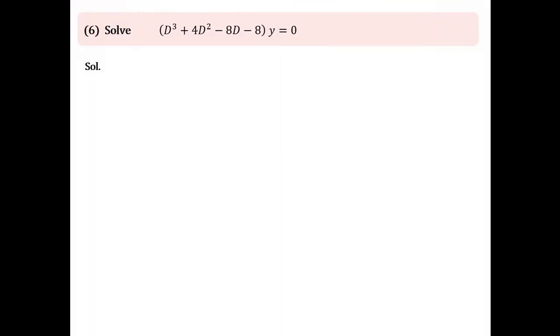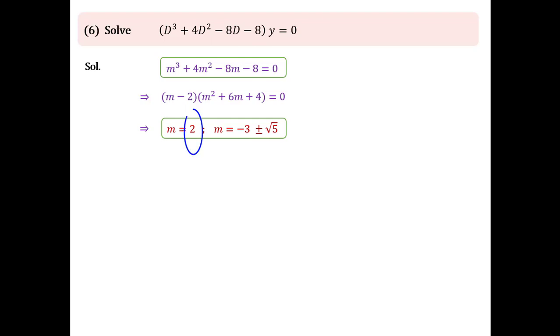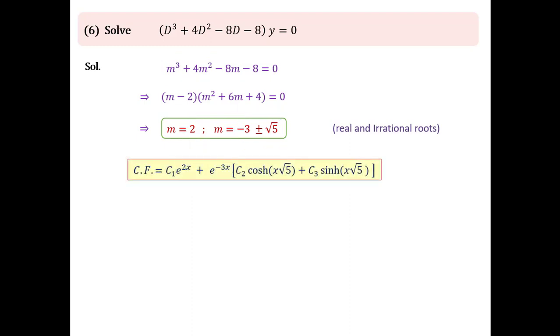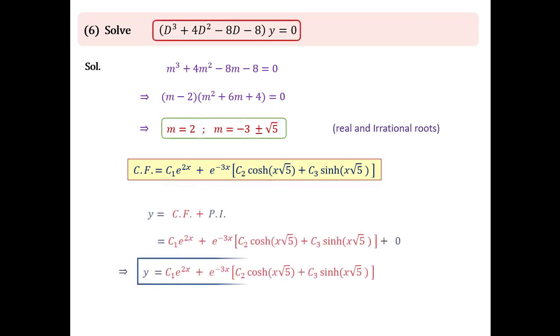Next question. The auxiliary equation of given differential equation is m cube plus 4m square minus 8m minus 8 is equal to 0, which is a third degree polynomial. So it has 3 roots, and roots are 2 and minus 3 plus minus root 5. Here roots are both real and irrational. So complementary function is as follows. Here the first part of complementary function is for the real root and the second part is for irrational roots. Therefore, the general solution of given differential equation is as follows.